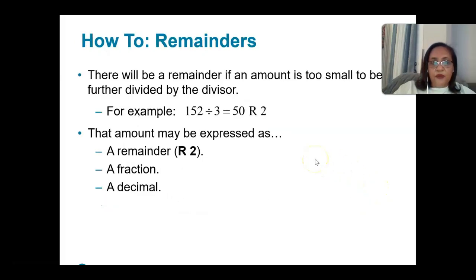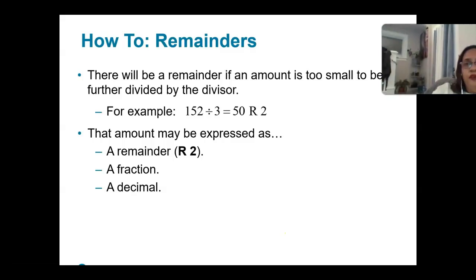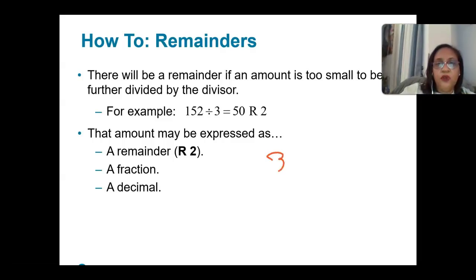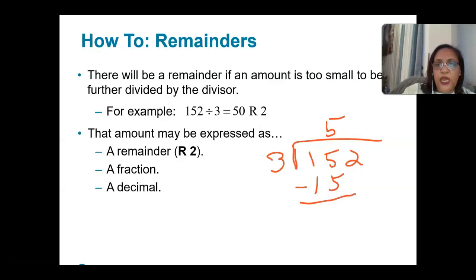So how to do remainders. You can do this division by hand. You can do it the same old-fashioned way that you learned. So 3 divided into 152. Sorry, I am writing with my finger. So this would be 5, right? Multiply, 15. Subtract, right? And then I'm going to need to stop because I cannot divide into 2. The remainder is 2. Okay?